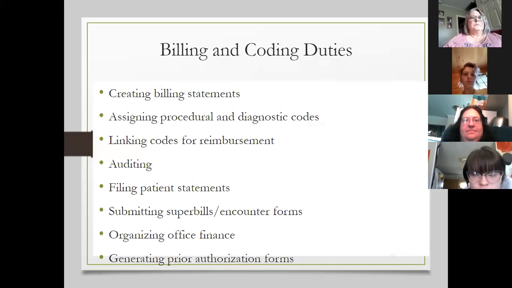Here we go, billing and coding duties. Creating billing statements, assigning procedural and diagnostic codes, linking codes for reimbursement, auditing, filing patient statements, submitting super bills and encounter forms, organizing office finance, and generating prior authorization forms.